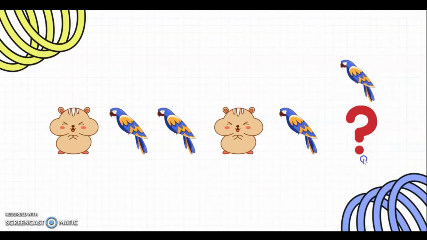How do we know that a bird goes here? Well, to crack the code and figure out the pattern, we have to look at the clues. We see a hamster first, followed by 2 birds, then another hamster. And it goes on, and the rule for this pattern is that a hamster is followed by 2 birds, and then the pattern repeats. Okay, so what is next after the 2 birds? Yes, a hamster.